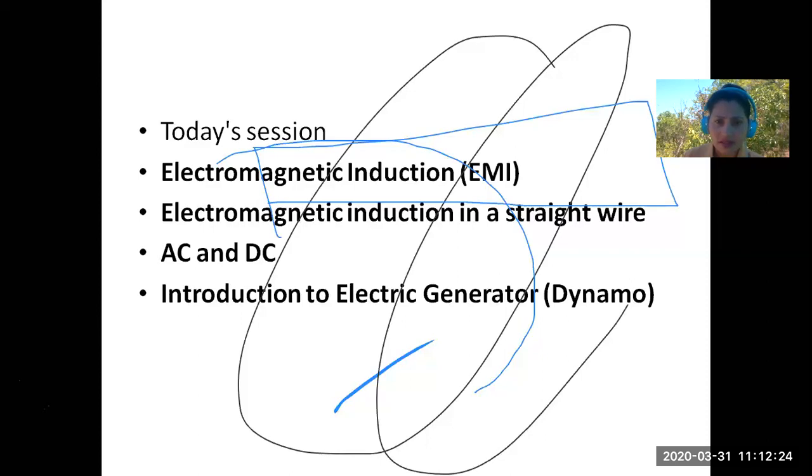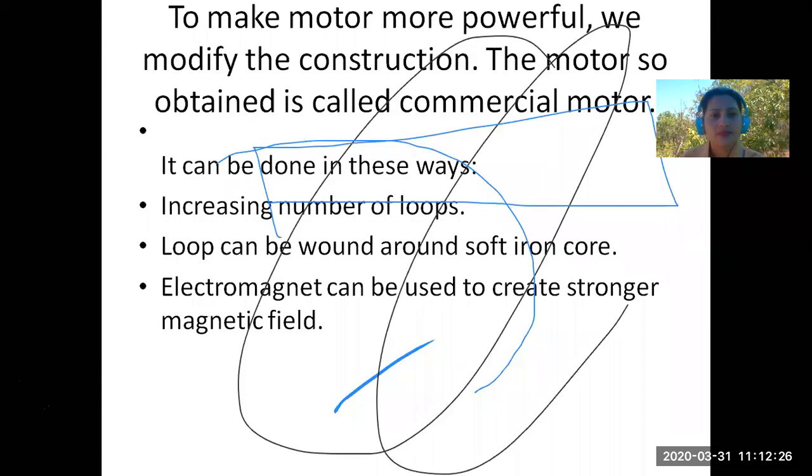Ma'am, can you go back to the previous slide? This is how to make an electric motor powerful. I have explained this: increasing the number of loops and increasing the current or increasing the strength of the magnet.